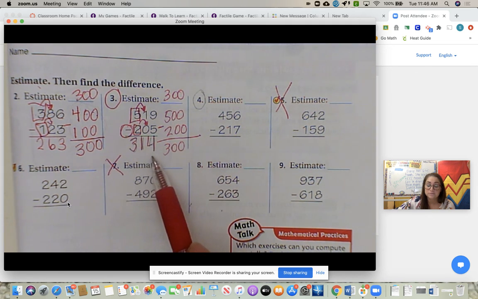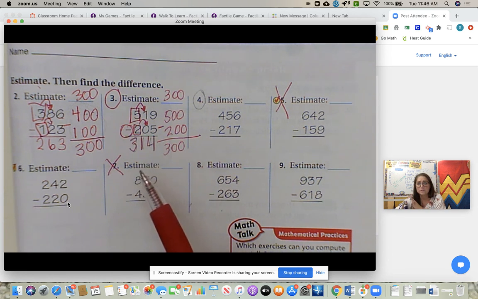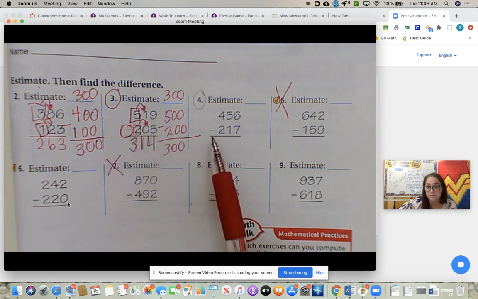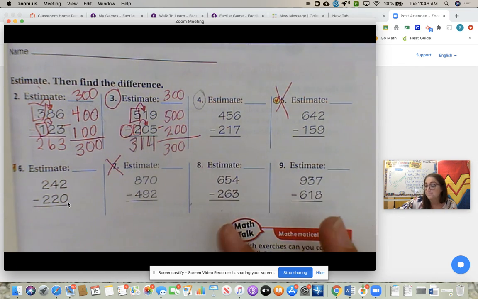300 and 314 are so close. They're only 14 numbers apart from each other. So that is a reasonable answer. That means we rounded very well.